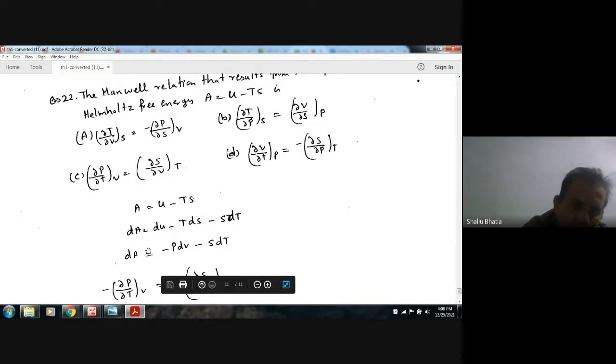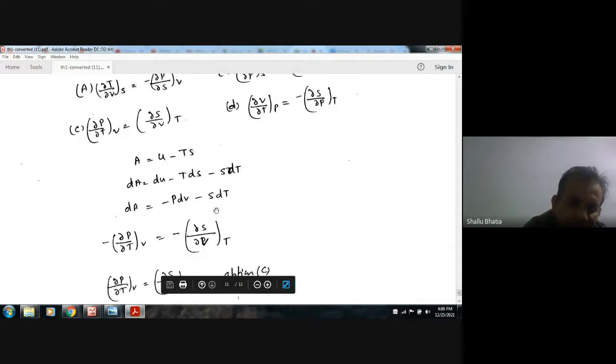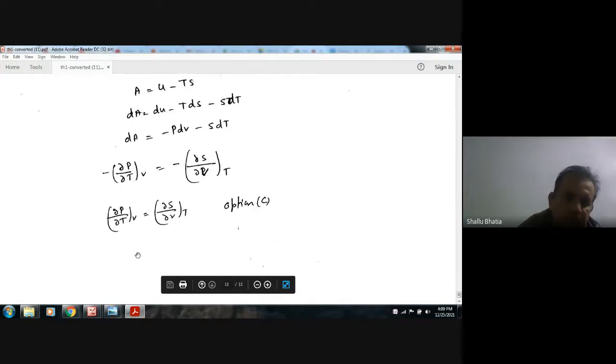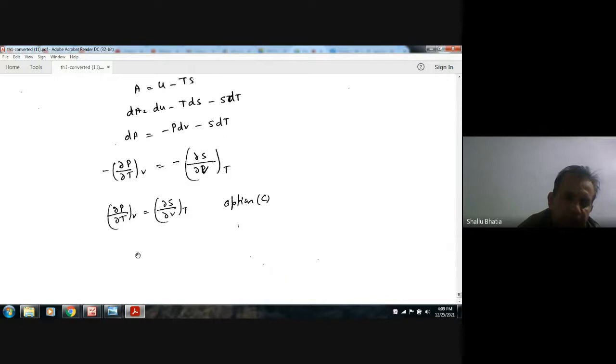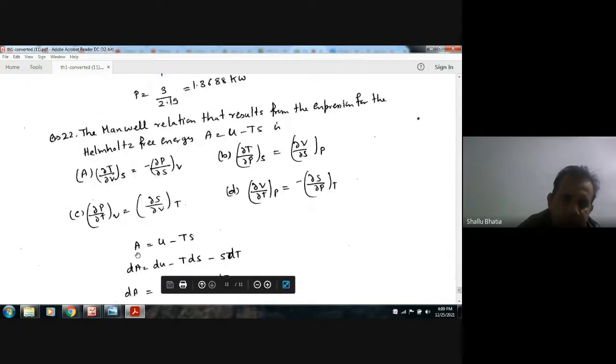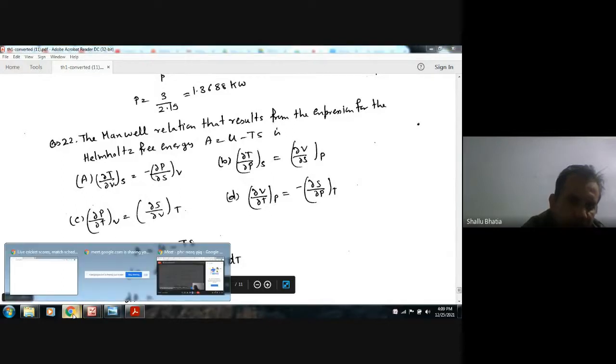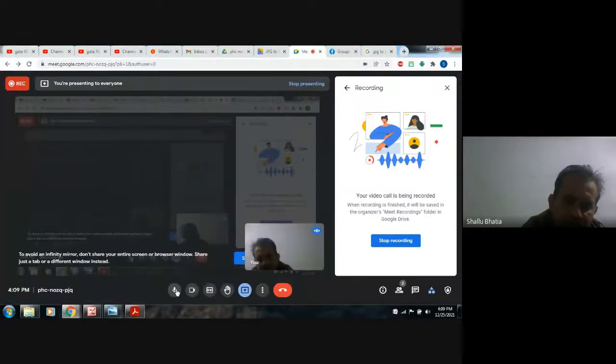Since A is a property of the system, the partial of P with respect to T at constant V and the partial of S with respect to V at constant T should be equal. Omitting the negative sign on both sides, we have (∂P/∂T) at constant V equals (∂S/∂V) at constant T. So option C is the right answer. Okay, that's all from the 2016 paper. Thank you very much.